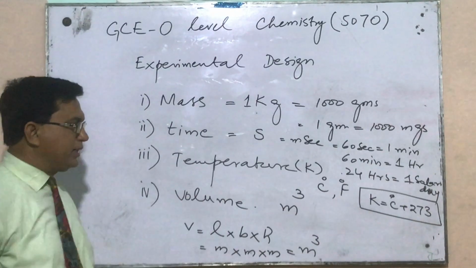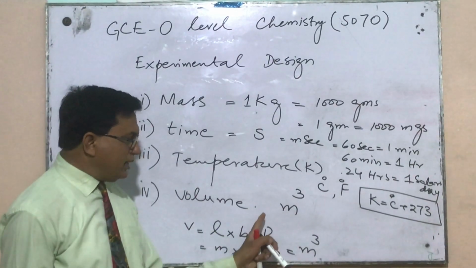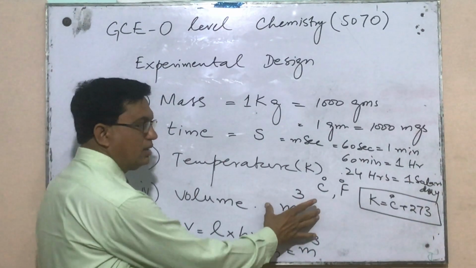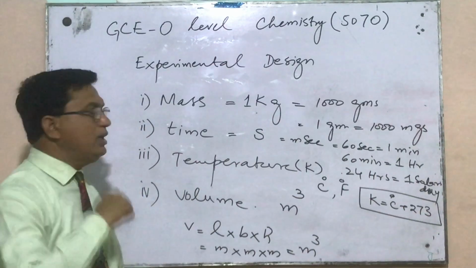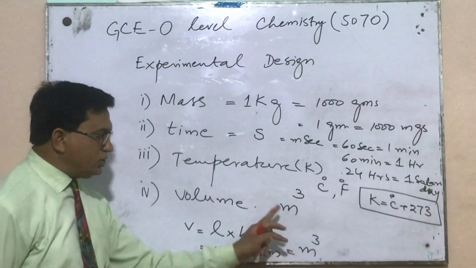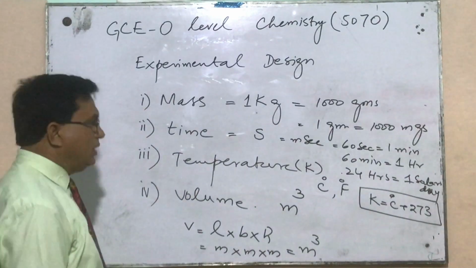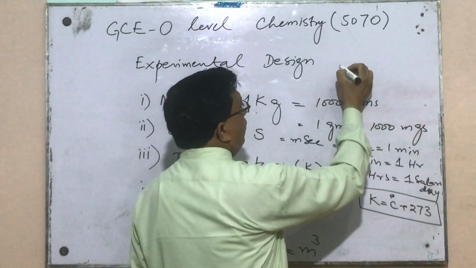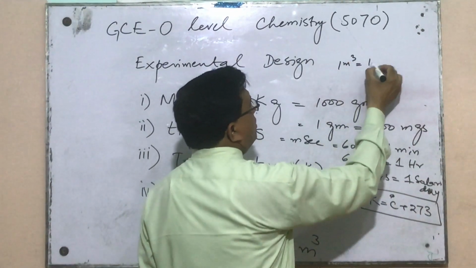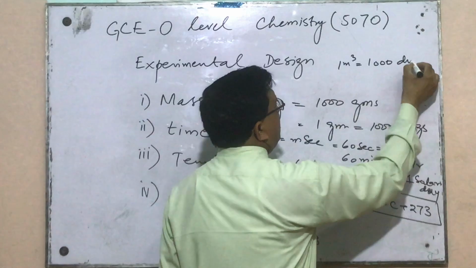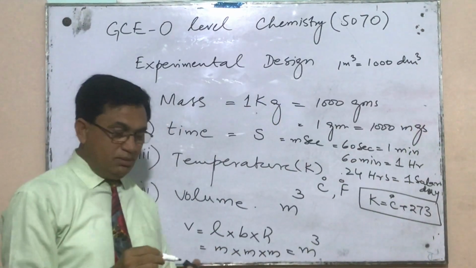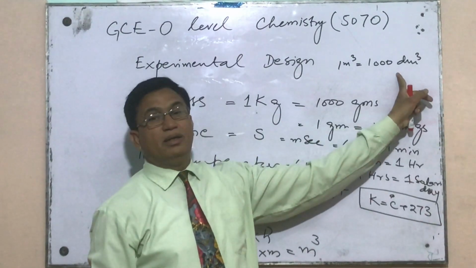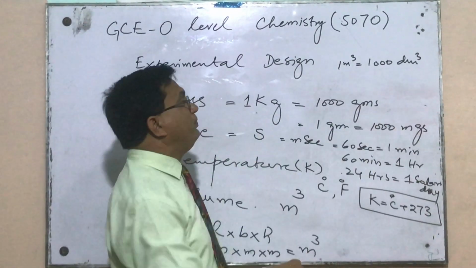Next is volume. As I have already told you, the SI unit of volume is meter cube, but this is a larger, bigger unit. Now this unit can be converted into a smaller one. We know that 1 meter cube is equal to 1000 dm cube, decimeter cube. Deci means tenth part. 1 meter cube contains 1000 dm cube.